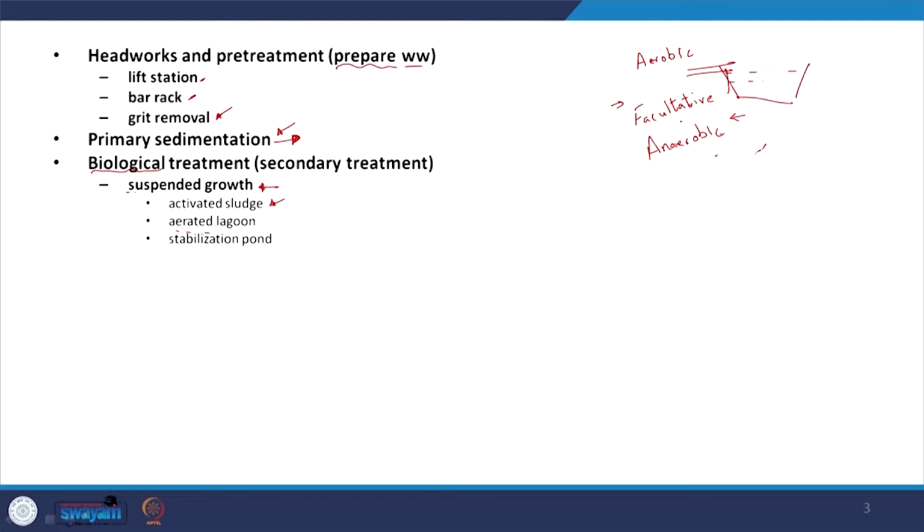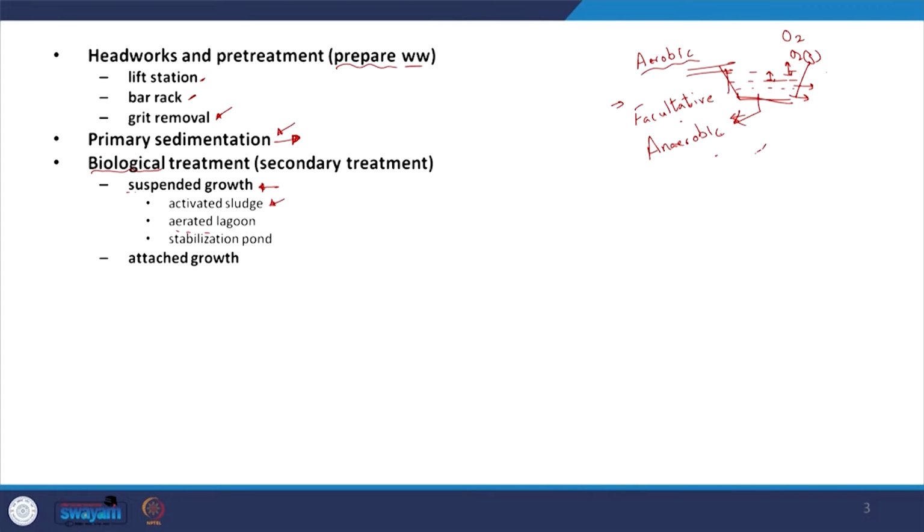The top layer, where you have more oxygen available because of transfer of oxygen from the gaseous phase to the top layer of the water, is going to be aerobic. In between it's going to be facultative, and at the bottom where there is no oxygen, it's going to be anaerobic. Again, enough of that, let's move on.